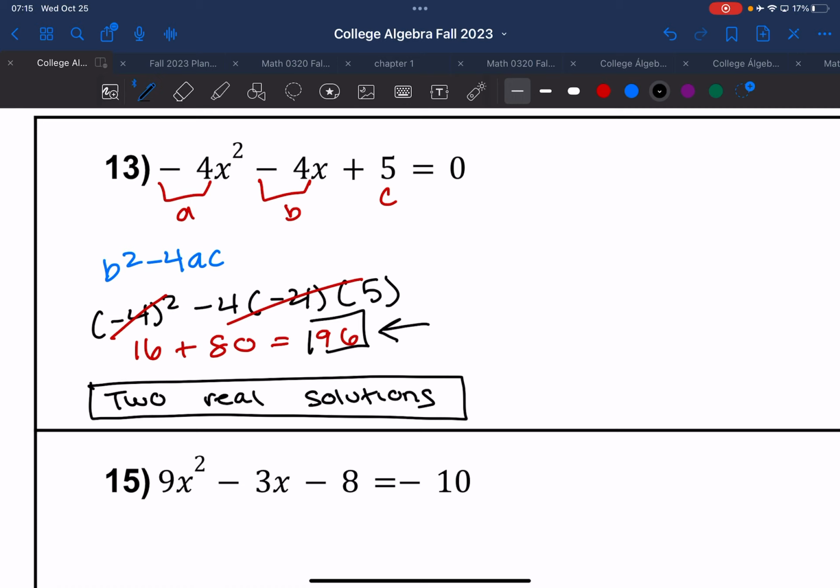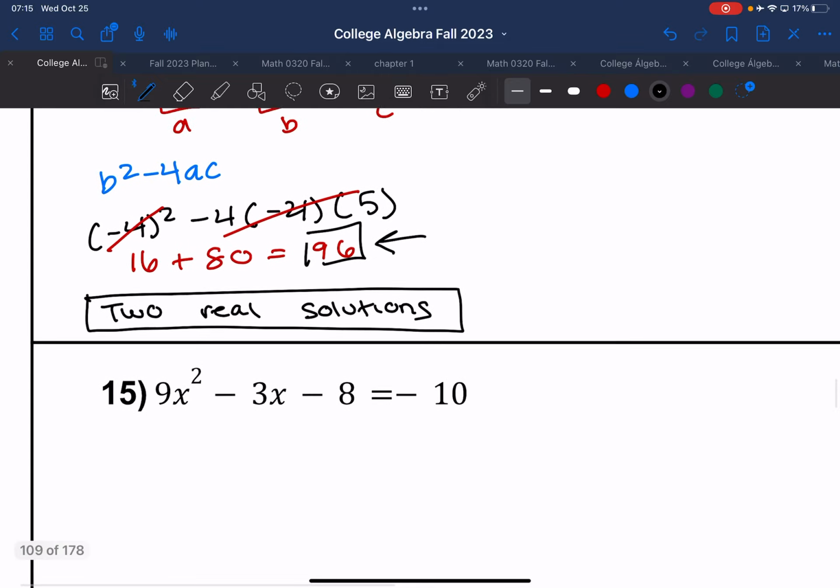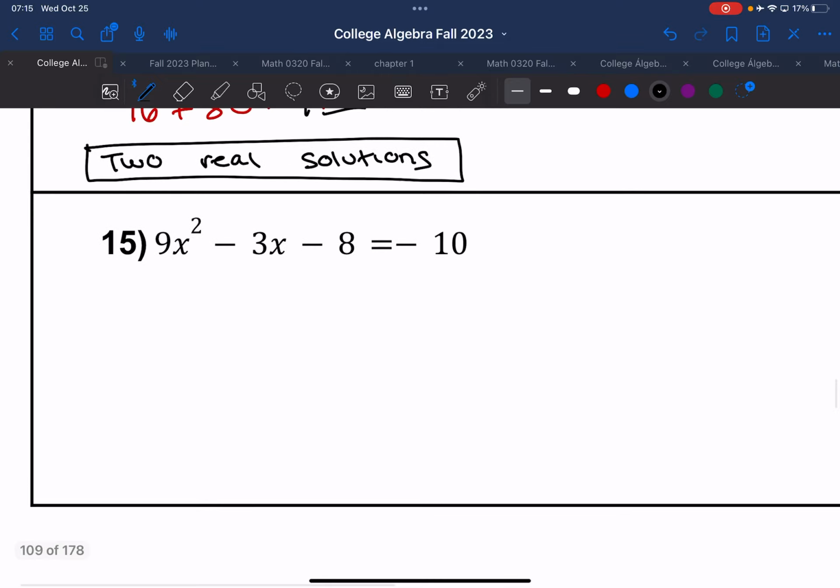Okay, let's look at number 15 right below it. Right off the bat, we're checking what? Is it in standard form? So yes or no? No. What do we need to do to make it standard form? Good. Move the 10 over.